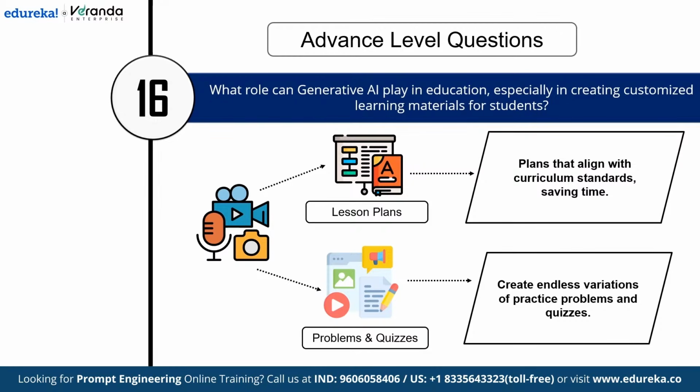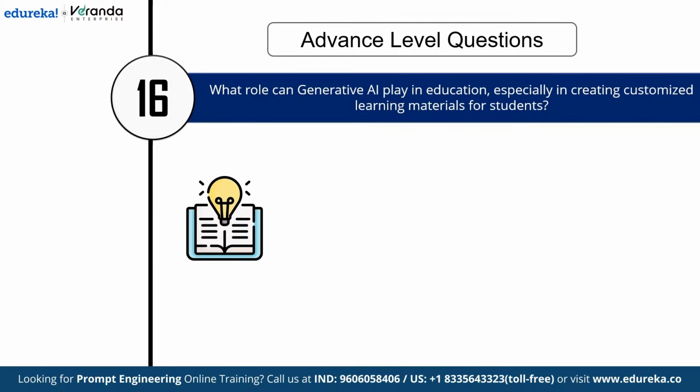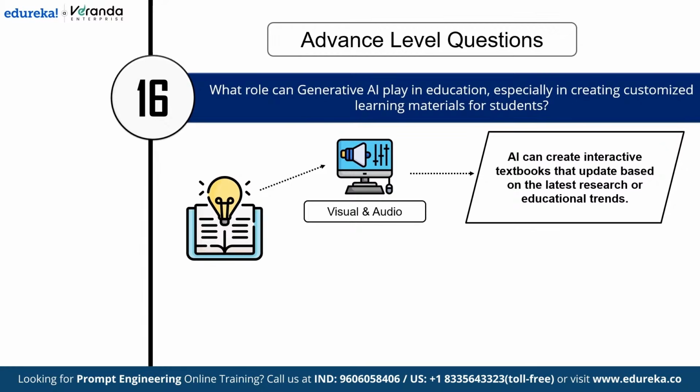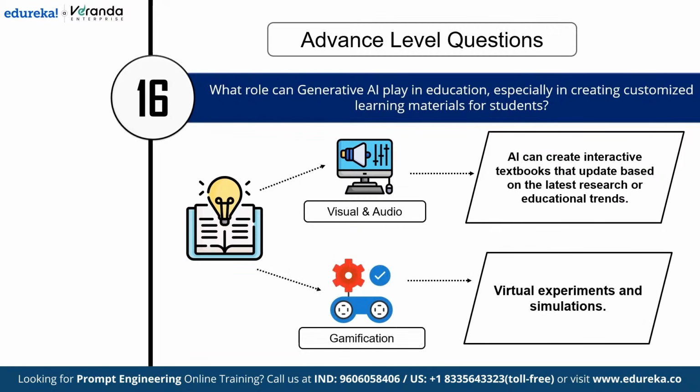AI can create endless variations of practice problems and quizzes, ensuring that students get the repetitions they need without encountering the same problem twice. Next, support for diverse learning styles. In visual and audio content, AI can generate visual aids like charts, graphs, and diagrams, and produce audio explanations for students. Next, AI can also create educational games that are tailored to the curriculum, making learning more engaging and fun for students with a preference for interactive learning.